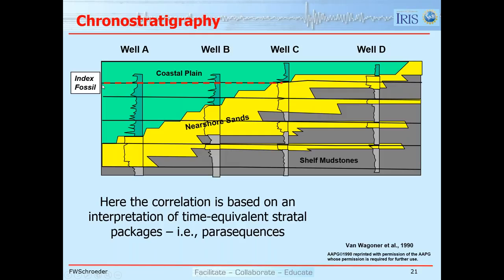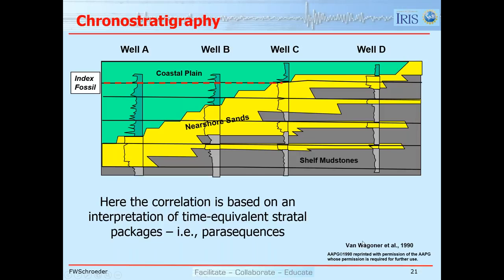The other way to do it, perhaps I have an index fossil in the coastal plain sediments that occurs here and here and here. And then I'm going to just project out. And now I'll hang or reference the wells based on that index fossil, which I'll assume is a timeline. And now I can correlate the coastal plain, the nearshore, and the shelf. And these horizontal lines would be boundaries between different episodes or pulses of sedimentation.